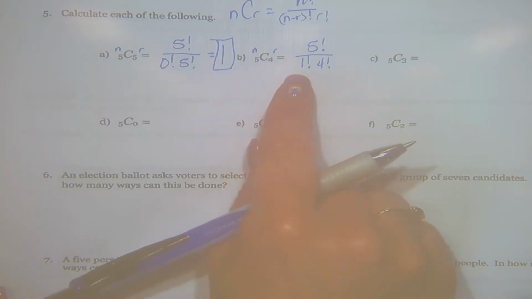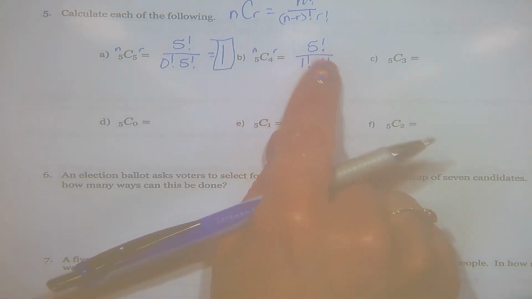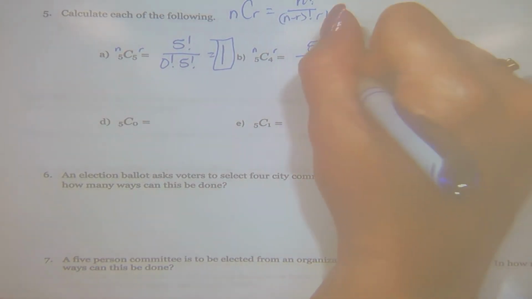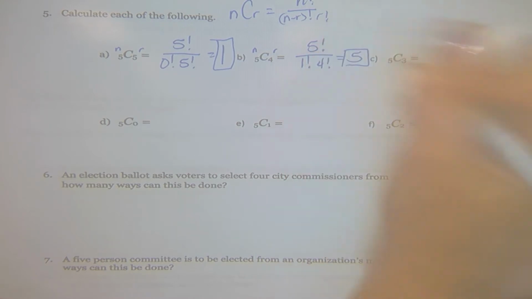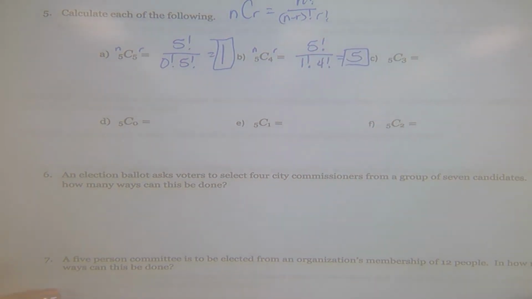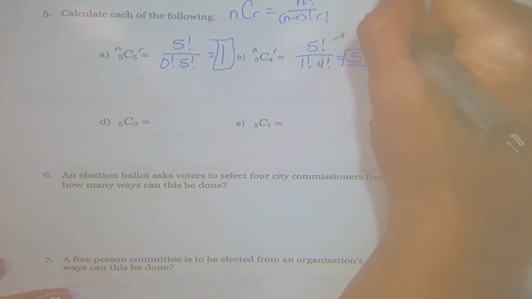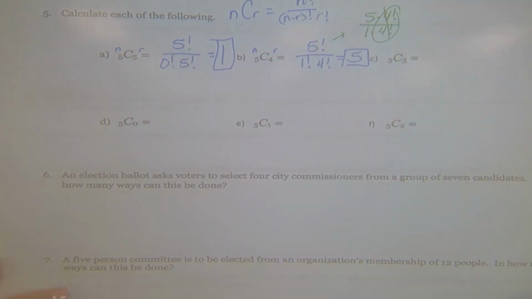So let's reason this out. 1 factorial is just 1. If I have 5 factorial over the 4 factorial, that 4 factorial is going to cancel out and just leave me with 5. You need to see that. That would be 5 times 4 factorial over 1 times 4 factorial. That cancels out.